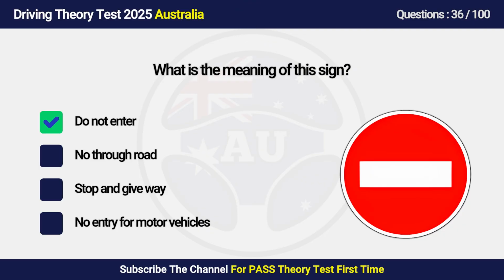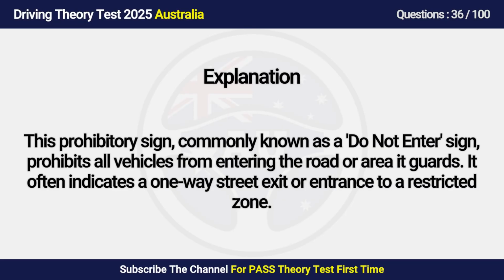Answer is A. Do not enter. This prohibitory sign, commonly known as a do not enter sign, prohibits all vehicles from entering the road or area it guards. It often indicates a one-way street exit or entrance to a restricted zone.